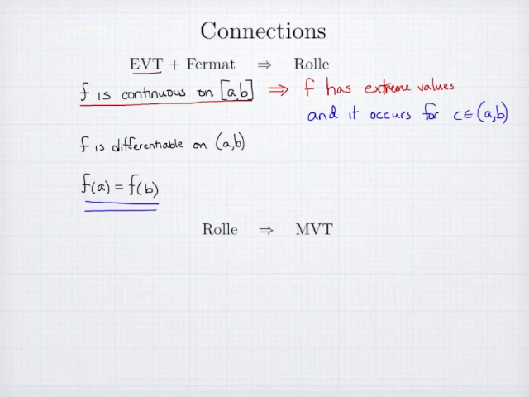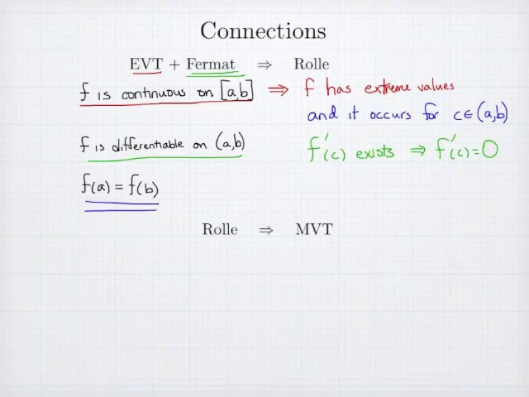Because my function is assumed by Rolle's theorem to satisfy the requirement that it's differentiable on the interval from a to b, we know that f prime of c has to exist. And so Fermat's theorem about the derivative at extremes implies that our function has a derivative of 0. So the conclusion of Rolle's theorem is really a consequence of the extreme value theorem and Fermat's theorem about derivatives. In a similar way, the mean value theorem is actually simply a consequence.